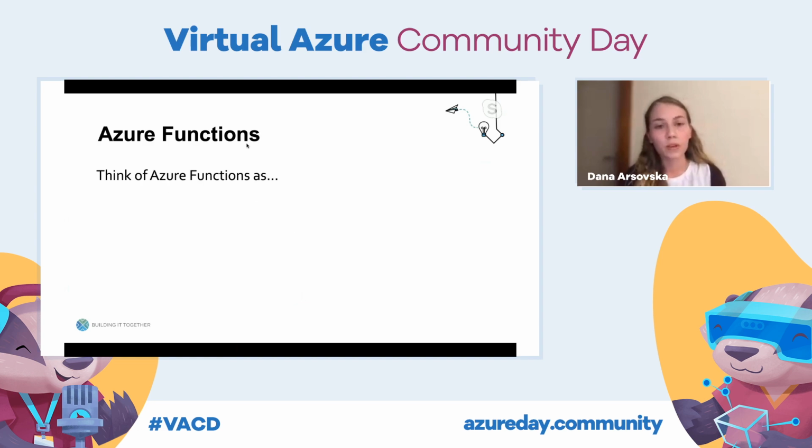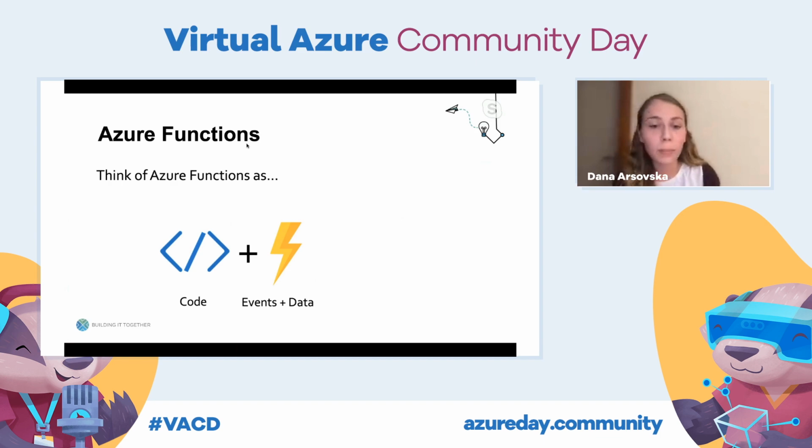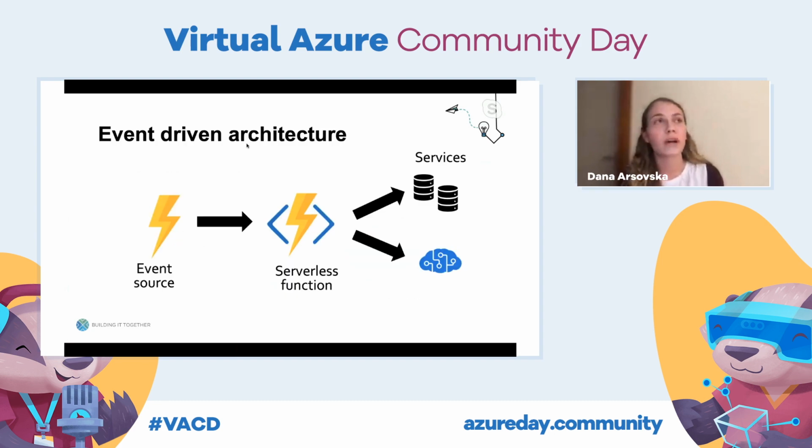So you can think of Azure Functions as code in combination with events and data. This means that you write your code and then you're waiting for a certain trigger or an outside event to start it. So this is kind of a mind shift. Instead of thinking about the code as you're writing it, you think about the function you're creating, and then you have a certain event that needs to trigger it.